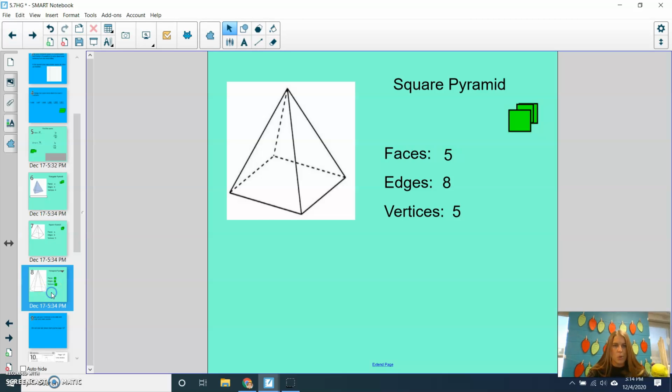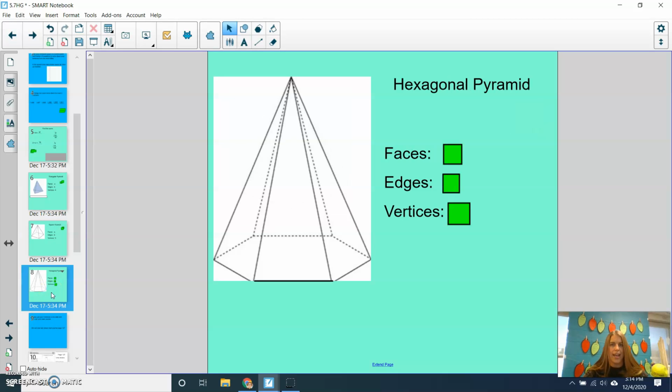We'll try one more. This one is a hexagonal pyramid because if you look at the bottom, the base, it's a hexagon. So a hexagon has 6 sides. So can you try to think about how many faces, edges, and vertices this pyramid has? Press pause and play when you're ready to check.